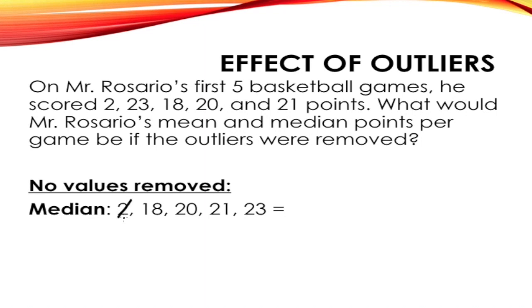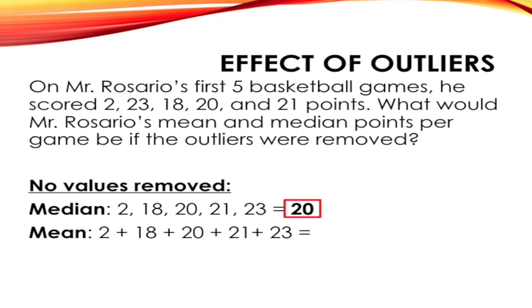And the values in the middle, if I cross out the 2 and the 23, the 18 and the 21, gives me an observation of 20. To find the mean, I have to add them all up and divide by the number of observations, which is 5. So 2 plus 18 plus 20 plus 21 plus 23, which is 84, I'm going to divide by 5. And if I do 84 divided by 5, my average points per game, according to my first 5 games, is 16.8.